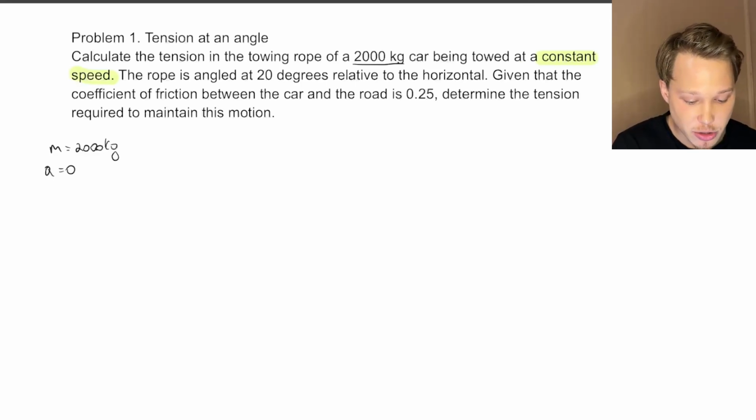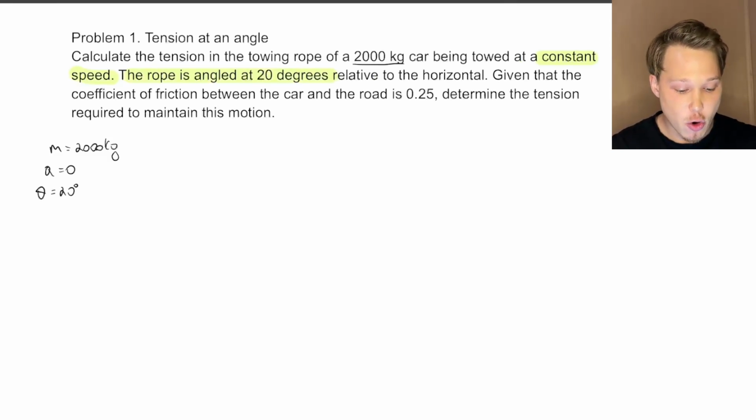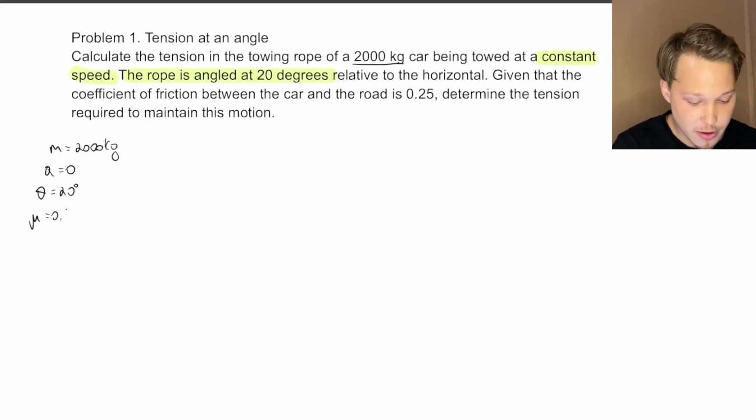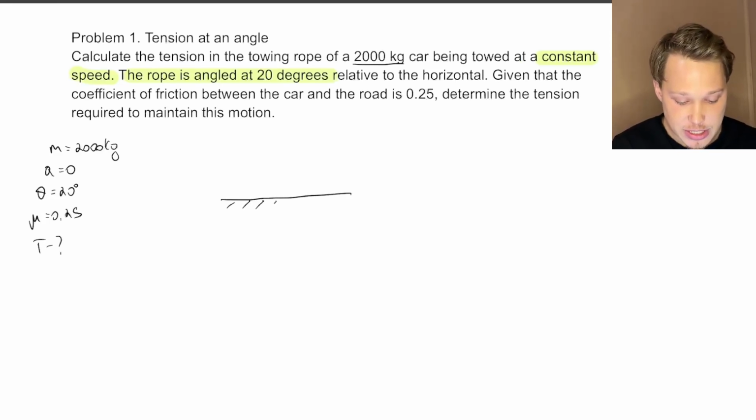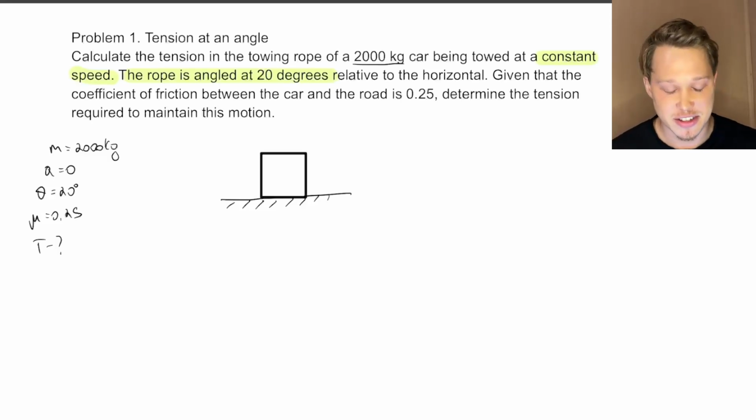The rope is angled at 20 degrees relative to the horizontal. Okay, so we have a 20-degree angle. Given that the coefficient of friction between the car and the road is 0.25, determine the tension required to maintain this motion. So we're looking for tension. Of course, I will start by drawing a free body diagram. So physicists are very creative. Our car is just going to be represented by a box, basically just like everything else in physics.